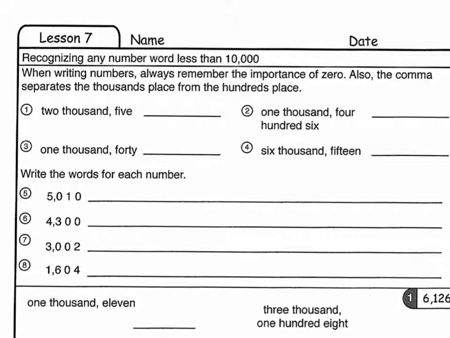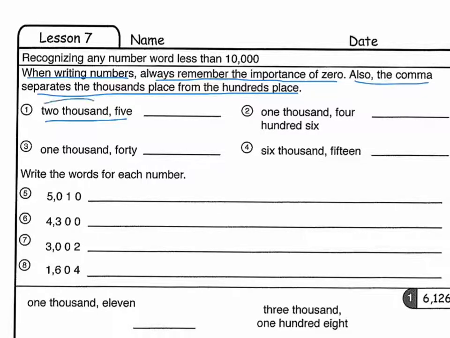Here we go. We're going to look at reading numbers in number words less than 10,000, recognizing any number word less than 10,000. Read along with me here. When writing numbers, always remember the importance of 0. Also, the comma separates the thousands place from the hundreds place. In fact, the comma in the words is the same place that the comma is in the number that you write. Let's take a look at that.